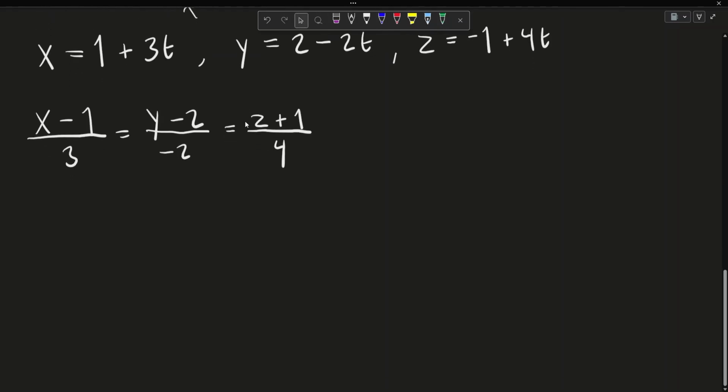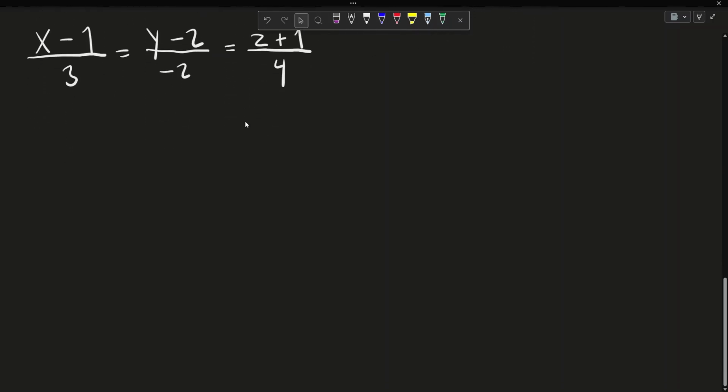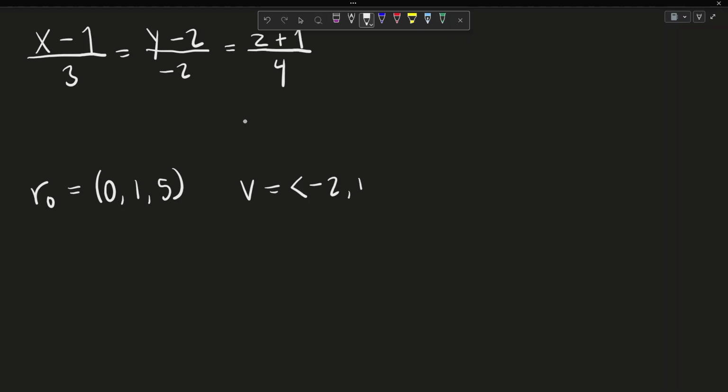If you'd like some practice, you can attempt to represent the following point and direction vector symmetrically. So let's say we have the point r naught equals 0, 1, 5, and we'll have the direction vector v equal to -2, 1, 3. So you can pause the video before I reveal the answer.